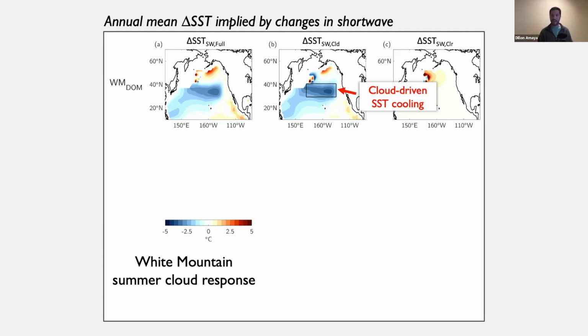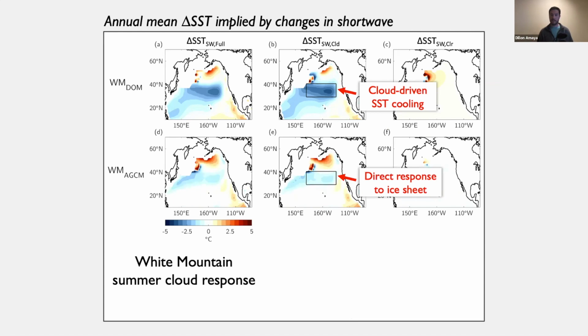But where we do have that is in our AGCM simulation. Our AGCM simulation doesn't have an ocean. It doesn't have these low cloud SST feedbacks in it. But what it does have is it still has a direct atmospheric response to the thermodynamic ice sheet where it's creating an increase in low clouds.